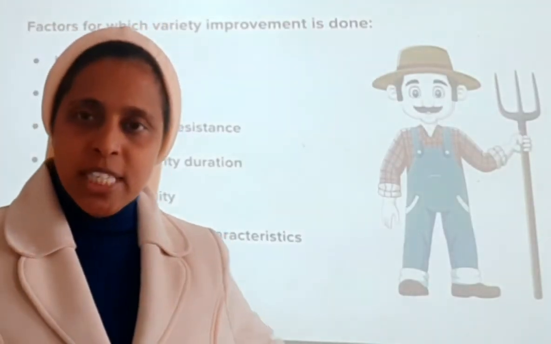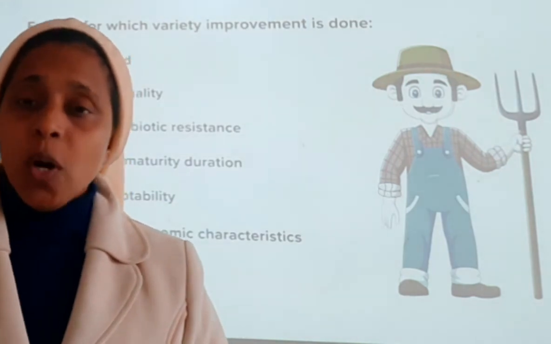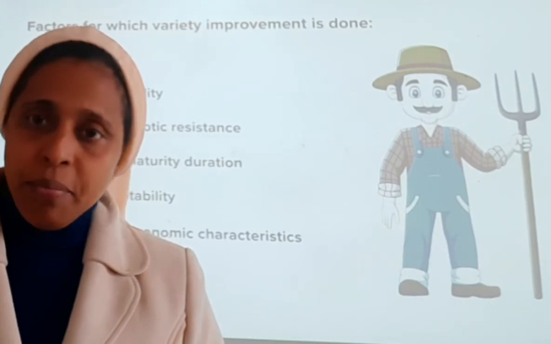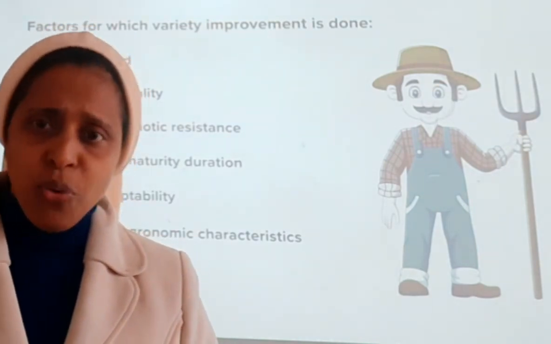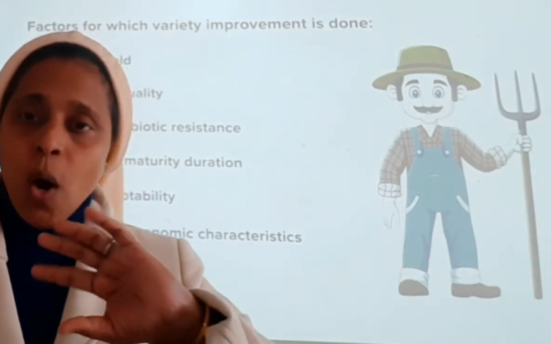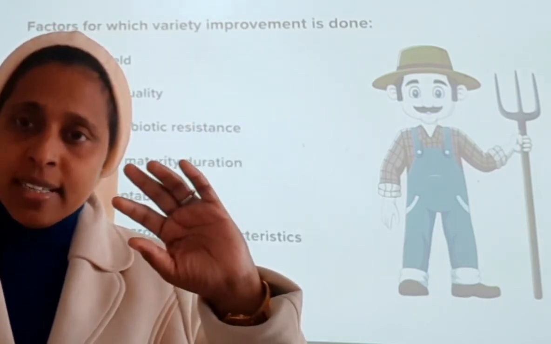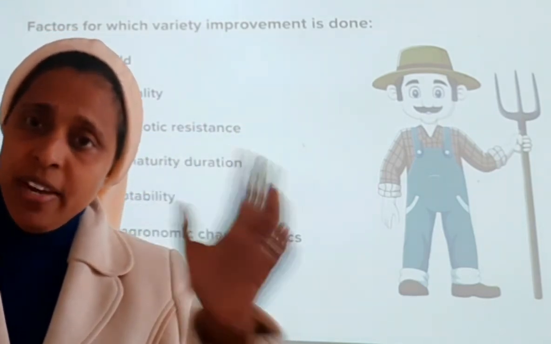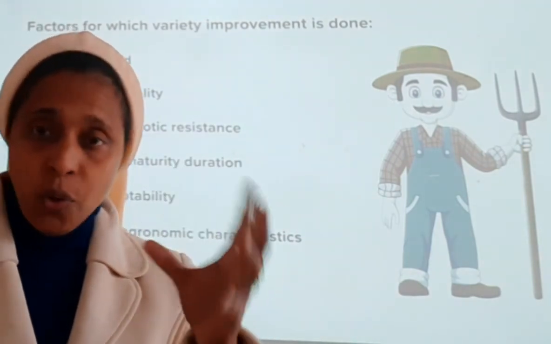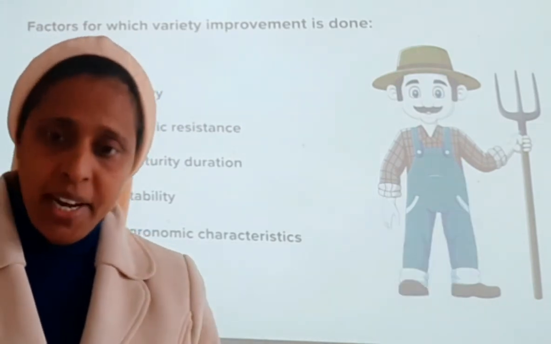The next point is wider adaptability. A crop should be adaptable to the various temperatures, humidity and rainfall, because sometimes some crops will not be adapted. If the crop is adapted to various climates or various conditions, it becomes really easy for the farmers to grow various crops in various geographical areas. So it must have wider adaptability.